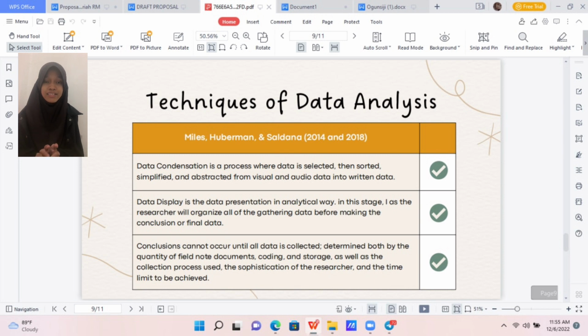According to Miles, Huberman and Saldana 2004 and 2018, data condensation is a process where data is selected, then sorted, simplified, and abstracted from visual and audio data into written data. And then the second one, the data display, is the data presentation in an analytical way. In this stage, I, as the researcher, will organize all of the gathered data before making the conclusion of final data. And then the last, conclusions cannot occur until data is collected, determined both by quantity of field note documents, coding and storage, as well as the collection process used, the sophistication of the researcher, and the time limit to be achieved.